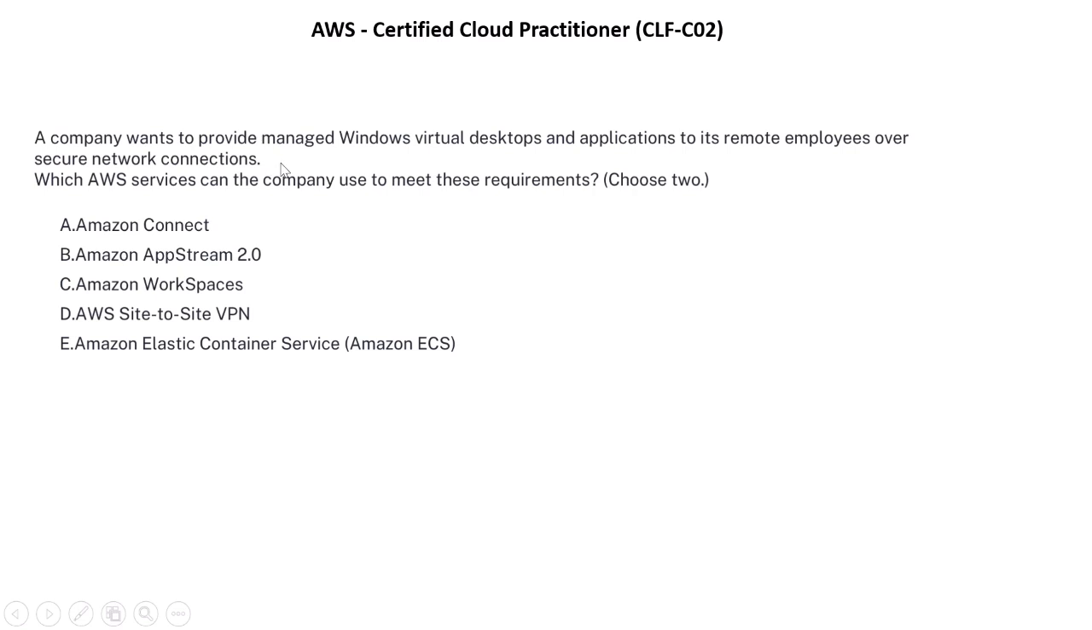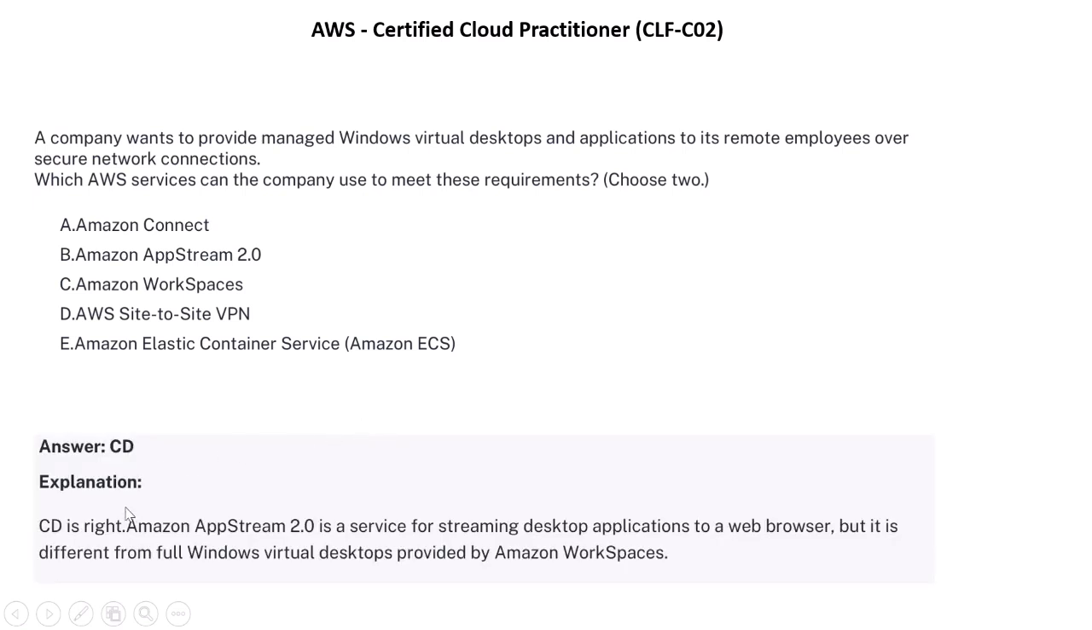A company wants to provide managed Windows virtual desktops and applications to its remote employees over secure network connections. Which AWS services can the company use to meet these requirements? Choose two options. The options are option A, Amazon Connect, option B, Amazon AppStream 2.0, option C, Amazon WorkSpaces, option D, AWS Site-to-Site VPN, option E, Amazon Elastic Container Service. The correct options are option C and option D.